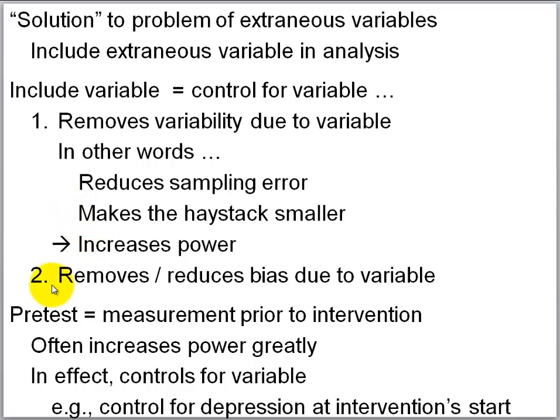Another thing that controlling for an extraneous variable can often do is reduce bias. This brings back our study of confounding variables from Chapter 10. It may be that your variable is a confounding variable, that it's inducing a relationship, it's biasing the relationship. So by controlling for it, not only do you reduce sampling error, but you also can often remove or reduce bias.